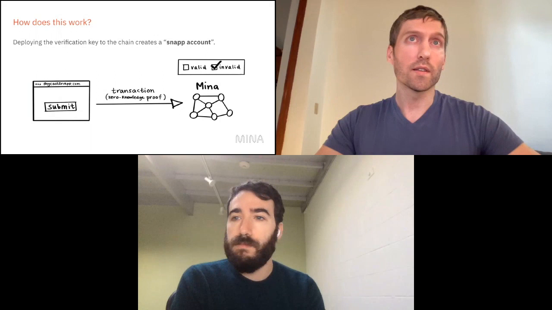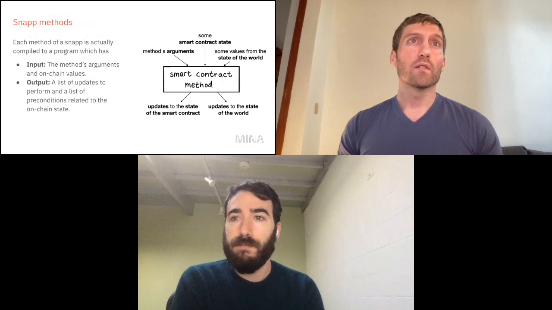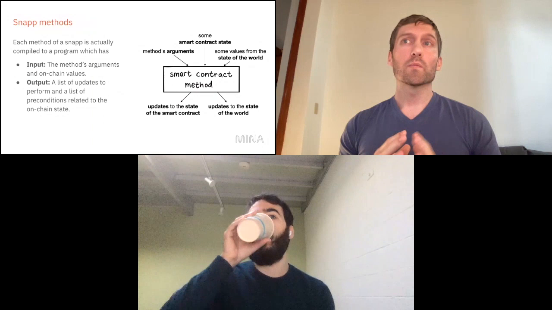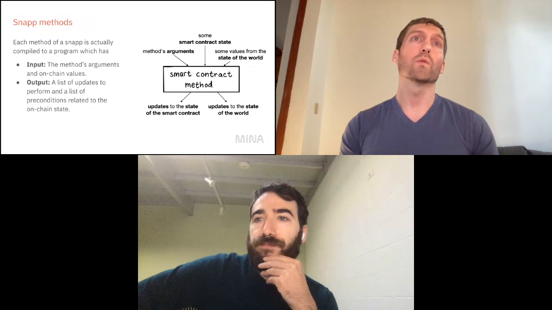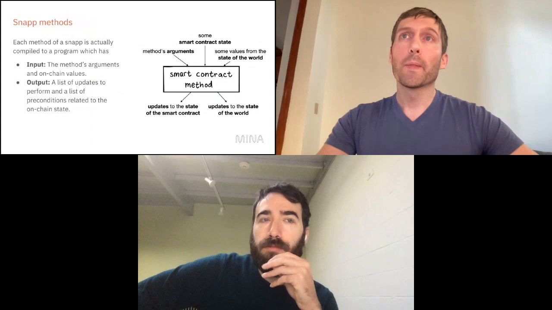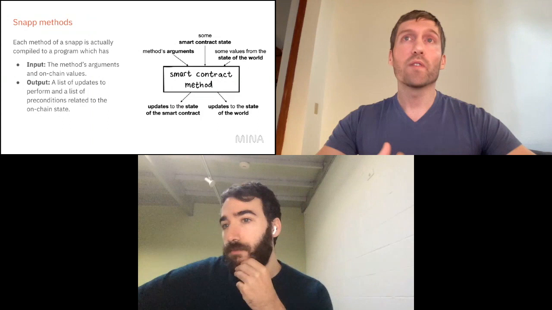So to dive into one last part of how this works before Izaak jumps into the next section, the smart contract methods can take certain inputs and certain outputs. So this will be good to know when we're looking at how SnarkyJS works. The inputs can be method arguments. So this could be data specified by the user in the local web browser when it runs. So that's, for instance, your private data.